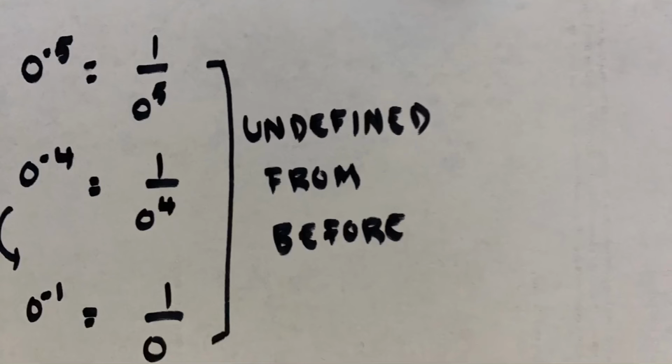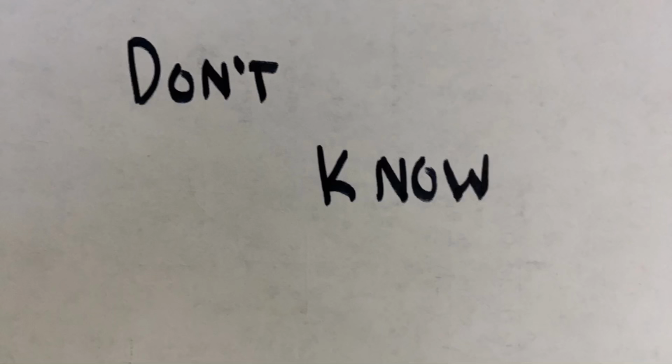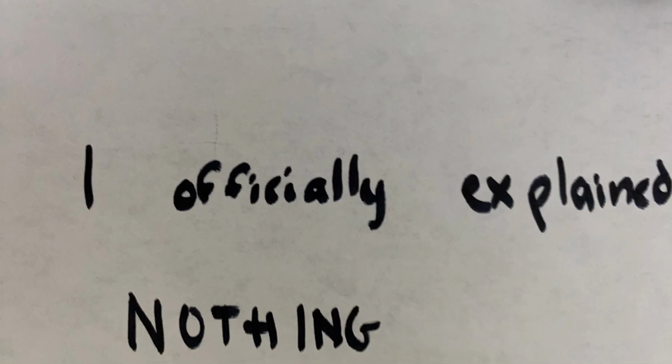Way 2. Let's take 0 to the negative fifth, all the way 0 to the negative 1. And as we know, 1 over 0 is undefined from before. But is 0 to the 0 1 or undefined because it's 0 over 0? This we don't know for sure. Yep, I officially explained nothing.